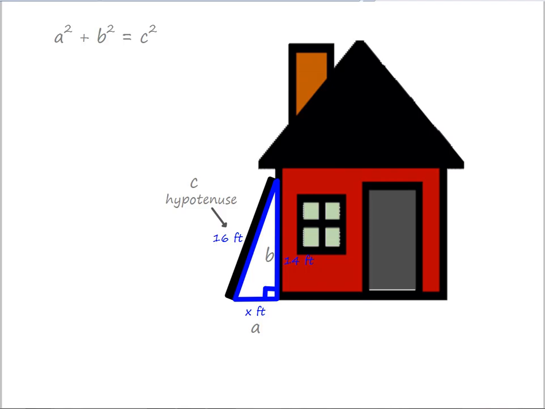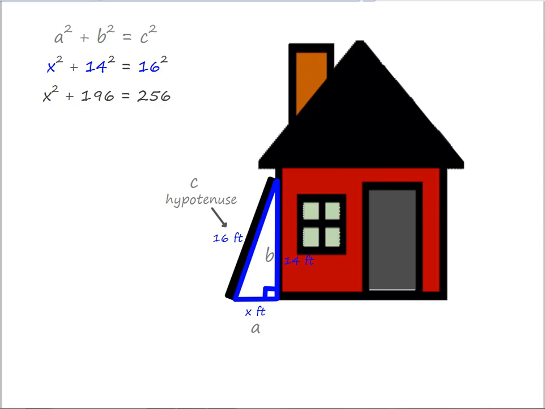Pythagorean theorem says that in any right triangle, a squared plus b squared equals c squared. So I'm going to put in my measurements. A is my unknown, b is 14, and c is 16. So now I have x squared plus 14 squared equals 16 squared. I can actually calculate the 14 squared and the 16 squared, so that's what I'm going to do next.